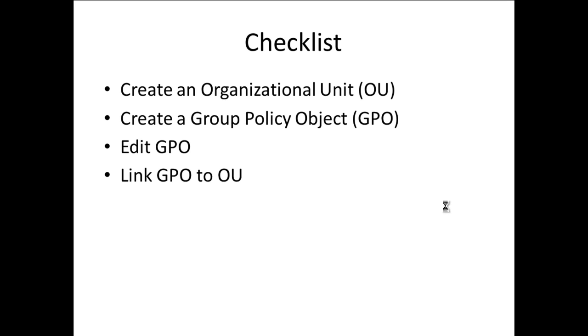Then we'll create a group policy object. Once that's done, we'll edit our GPO, or group policy object, and then we'll link it to our organizational unit. From there, we'll go to a client machine and test our policies to make sure it's working. All right, so let's get started.